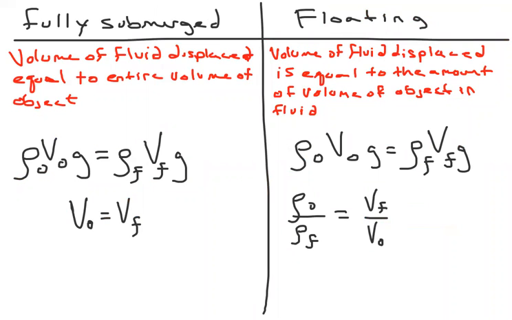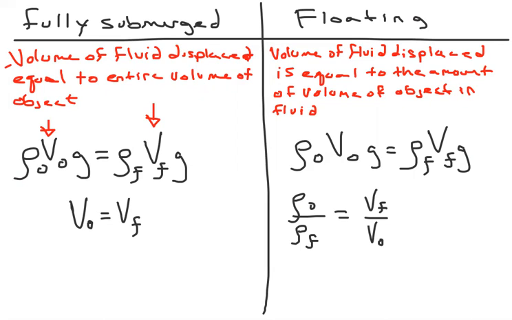Okay, so for fully submerged objects, what we know is that the volume of the fluid displaced is equal to the entire volume of the object, which makes sense. If the entire volume of the object is in the fluid, then the amount of fluid displaced is equal to that entire object, because that's how much fluid has to get out of the way for that object to be in the fluid, right? The fluid and the object can't occupy the same space at the same time. So the fluid has to move out of the way to make space for that object.